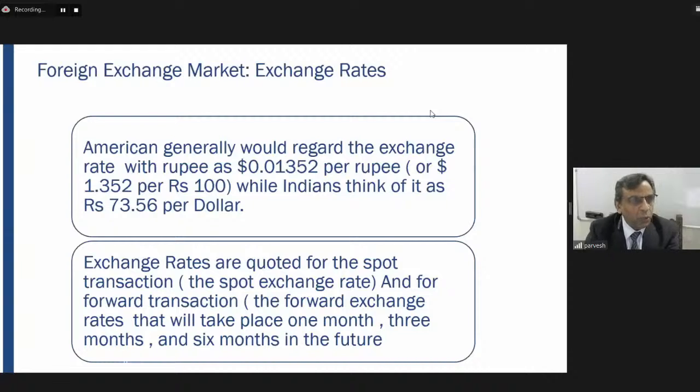Exchange rates are quoted for the spot transaction and for the forward transaction, which we have discussed already. The forward exchange rates are for transactions that will take place 1 month, 3 months, and 6 months in future. So the rates can be known for what is the rate of a dollar, say, 1 month from now, or 2 months from now, or 3 months from now. These are called the forward rates, and these rates are always published on the internet sites. So we'll use them when we attempt some questions which came in our CA exams later on.